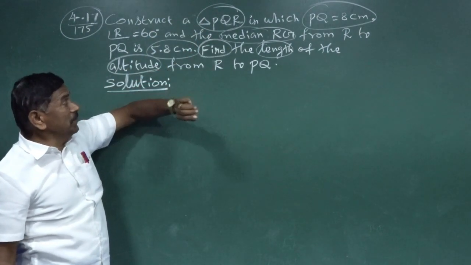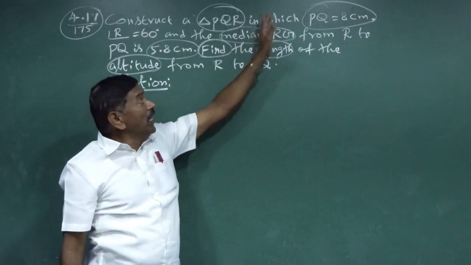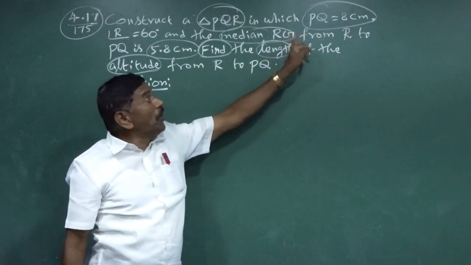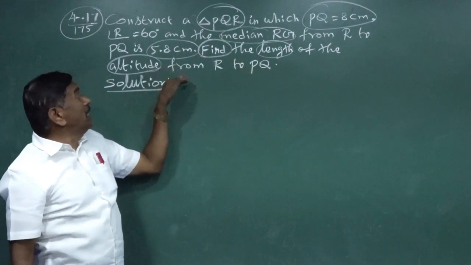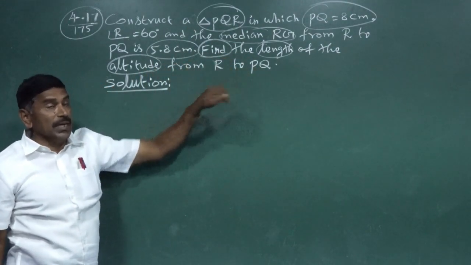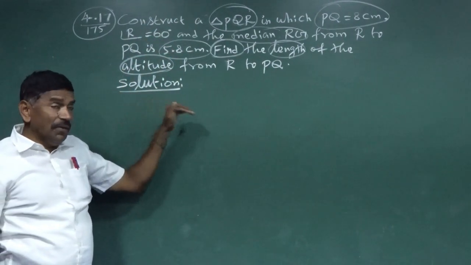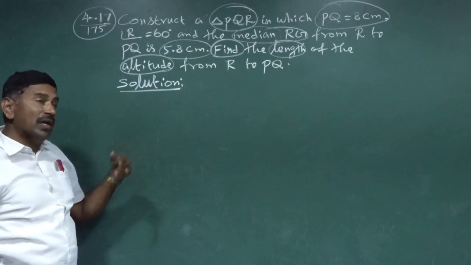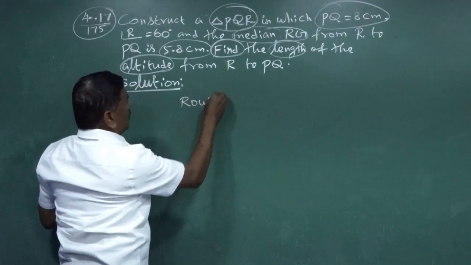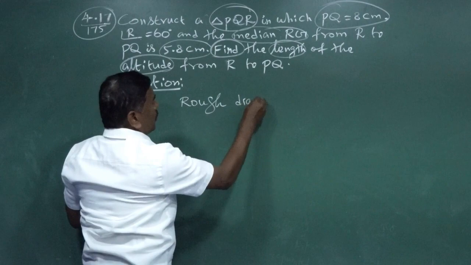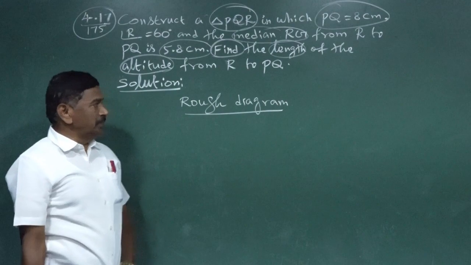First part, we want to draw a triangle PQR, and we want to draw the median RG from R to PQ. And the second part, also find the length of the altitude from R to PQ. Okay, see, for practical geometry, we need a rough diagram and a fair diagram. Let us draw the rough diagram.